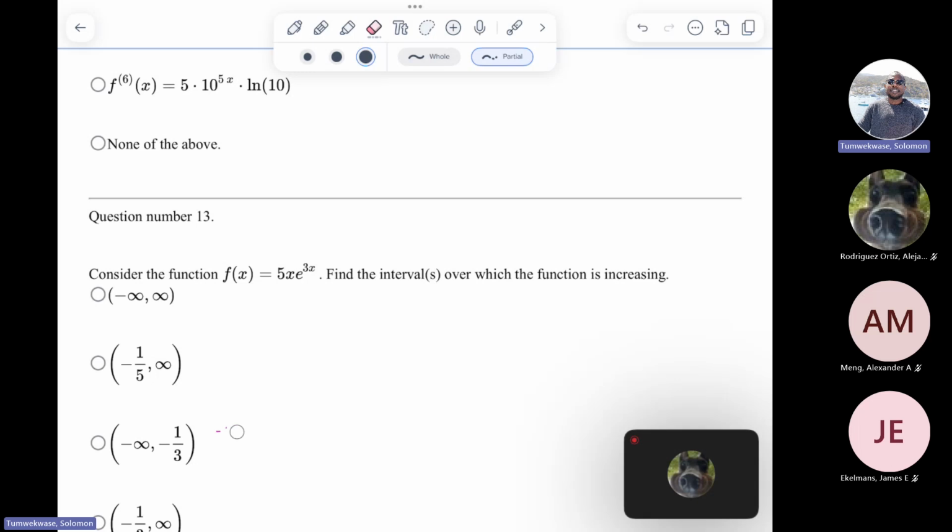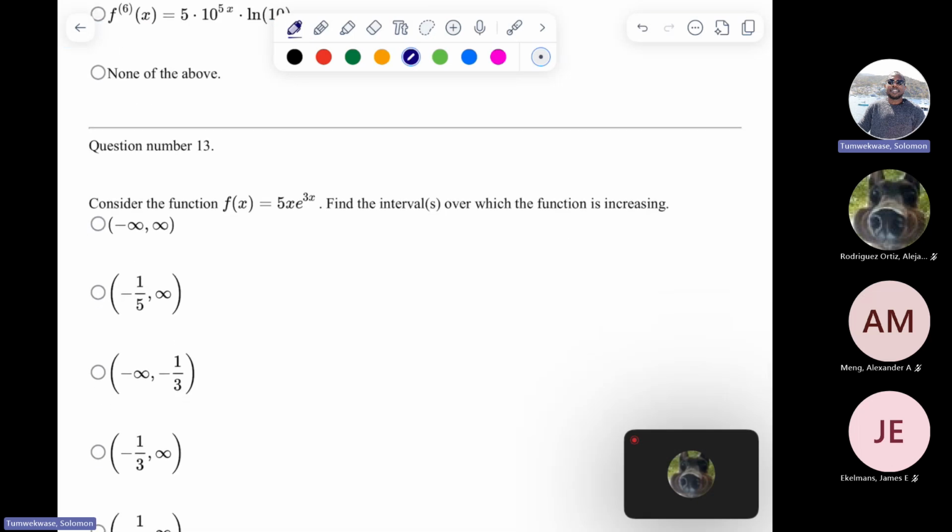Then we have question 13. Consider that function, find the intervals over which the function is increasing. That looks like something we did maybe 3 labs ago. So as usual, by product rule, what is the derivative of this function?